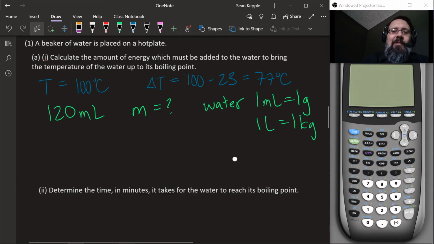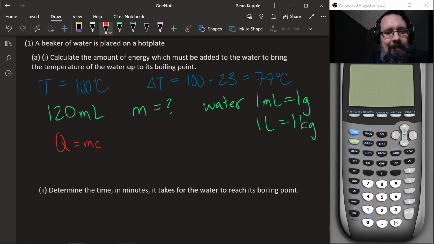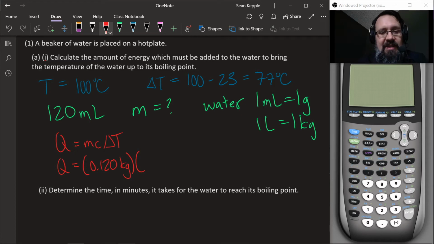All right, so we can use our straight up equation, Q equals mc delta T. And then we just have to plug these numbers in. So the mass of the water, since it's 120 milliliters and each milliliter is a gram, is 0.120 kilograms, times the specific heat, which is 4,200 joules per kilogram per Kelvin. And then we have a temperature change of 77 Kelvin.